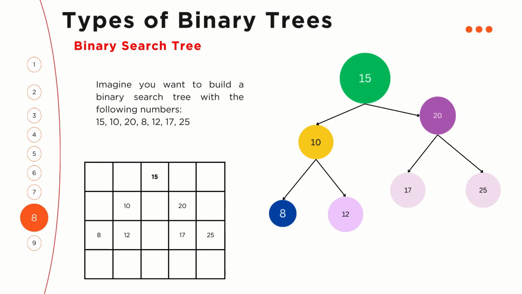Is 12 greater than 10? Yes. So I can put 12 under 10, but this time it is at the right side because it is greater than 10. Then we have 17. Is 17 greater than 20? No, 17 is less. So I can put it at the left side of 20 and put 25 at the right side of 20. So I've just explained how this works. You can decide to play around with it, try some numbers, and look at how the binary search tree works.